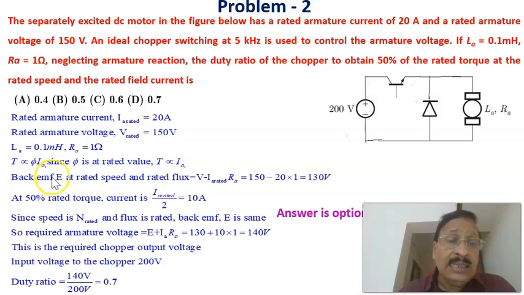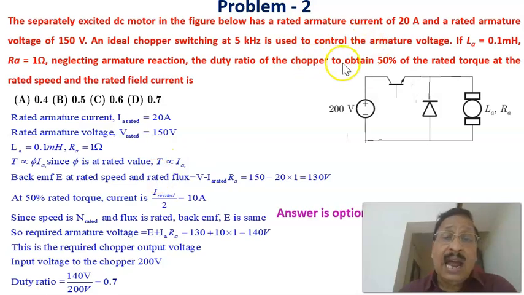Therefore, let us first see what the back EMF is at the rated speed and rated flux. Back EMF is nothing but the armature voltage minus the rated current into Ra, or V minus IaRa. Therefore, 150 minus 20, the rated current, into Ra equal to 1, gives 130 volts. That is the back EMF at the rated voltage, rated speed and rated flux.